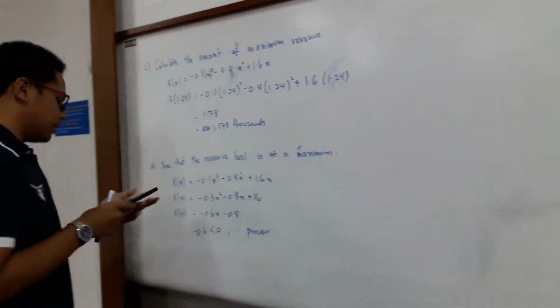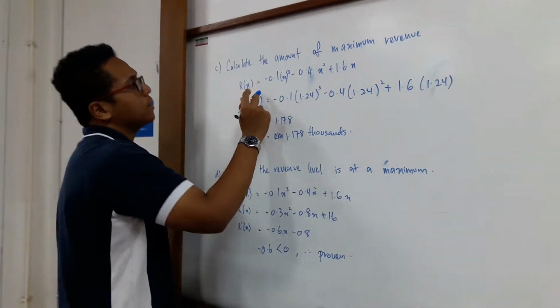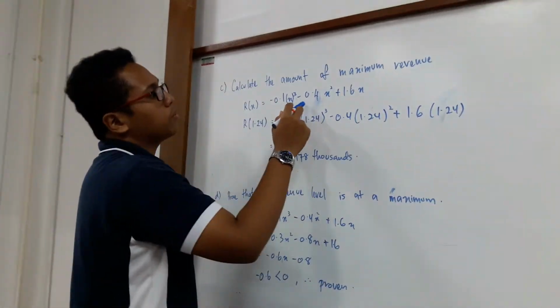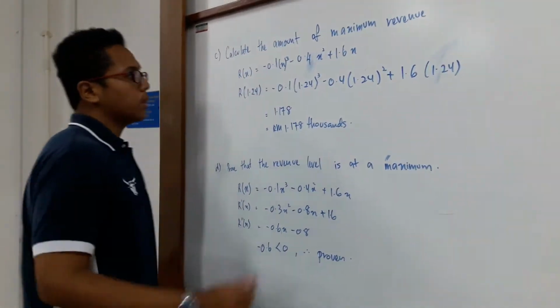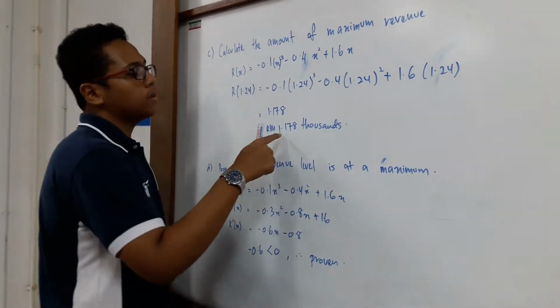Question C is to calculate the amount of maximum revenue. From the revenue function, revenue equals negative 0.1x cubed minus 0.4x squared plus 1.6x. We substitute the value of x with 1.24 and then we get 1.178, which is equal to RM1,178,000.